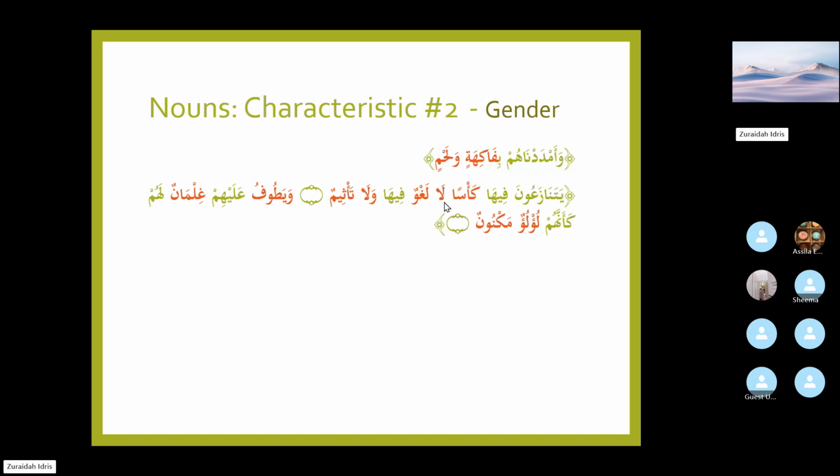Is it an isim, a fi'il, or a harf? It's got two letters in it, right? So you make it harf. Yeah. Okay, good. Alhamdulillah. Laghwun, is this an isim, fi'il, or harf?